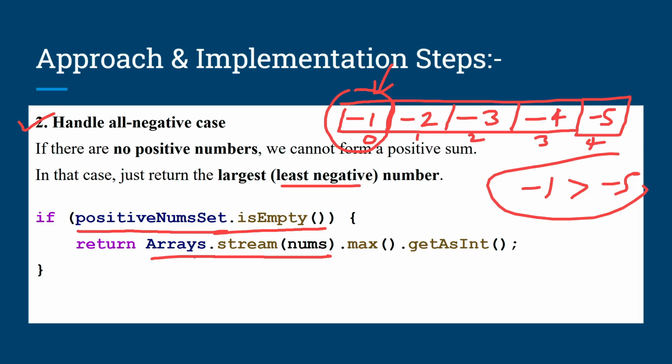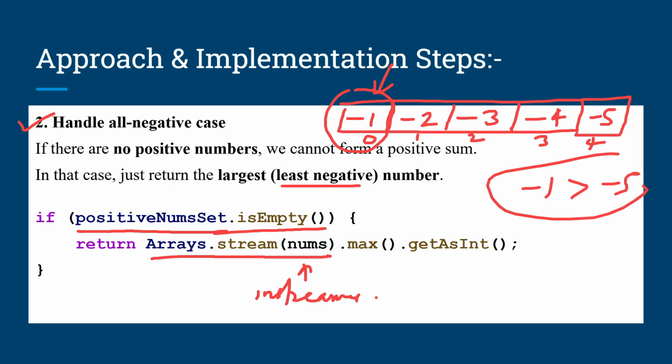So what will Arrays.stream do? It will make an IntStream. You are providing the array; you can provide a string and all those things in the stream method. This is a Java 8 method. So with Arrays.stream you provide the input as nums, and it will make the IntStream. I hope you understand.